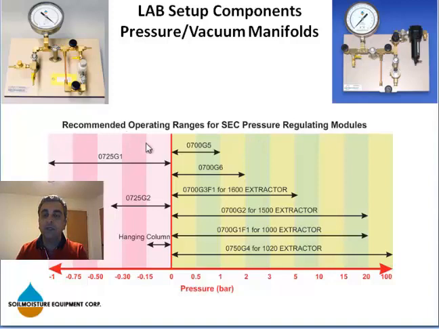We have several pressure and vacuum manifolds. I will not read all these part numbers, but this slide is very informative, and you can read the part numbers and see what extractor they are used for and what the range of each manifold is. This is basically all soil moisture manifold options in one slide. A very useful piece of information for you if you are thinking about picking parts and pieces and putting together your system.